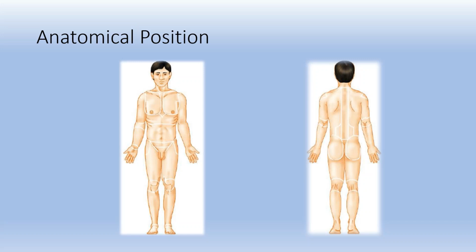So again, the body is erect. You are standing upright. Your eyes are looking straight ahead. Your feet are hip, shoulder width apart. And your arms are down by your side with your palms facing forward and your thumbs out to the side. We will use this position whenever we describe an organ or describe the location of a structure. We will also use this position or standard reference point when describing relationships between different structures or organs.